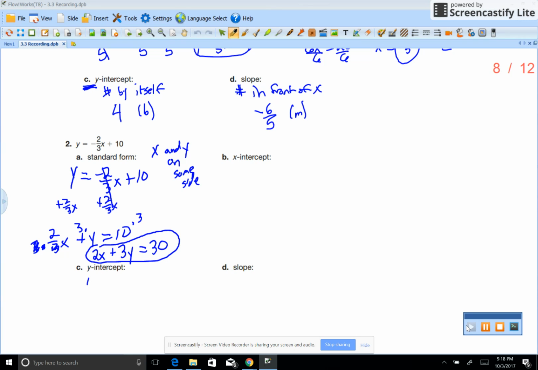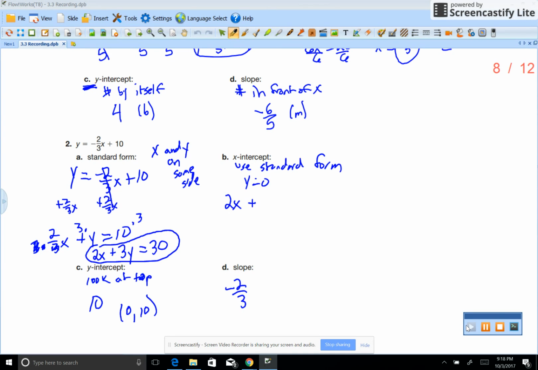Okay, now for the x and y-intercept, we can look at the slope intercept form. Look at that top equation. What's the number that's by itself? 10. So that's 0, comma 10, your y-intercept. Slope is the number in front of the x, which is negative 2/3. For the x-intercept, we want to use the standard form that we just found.